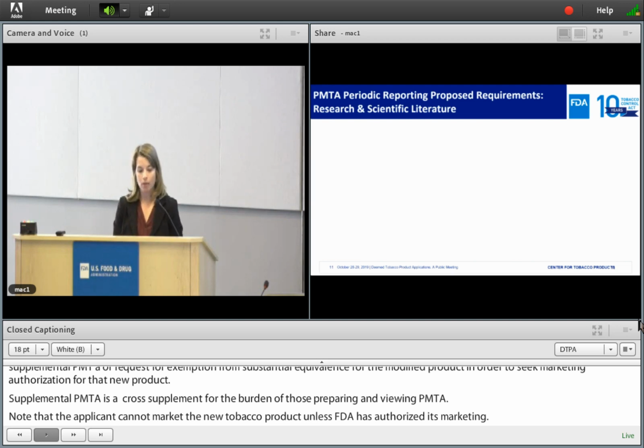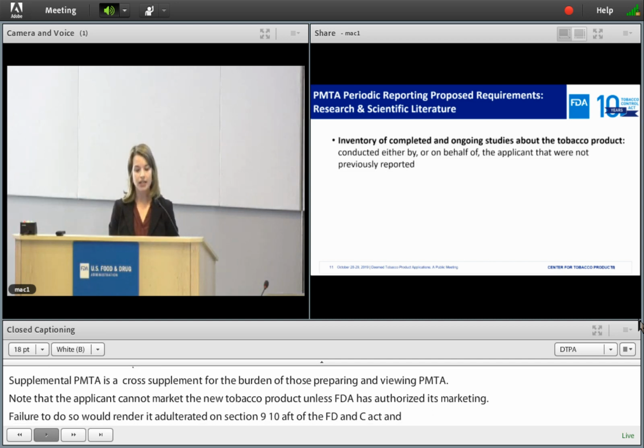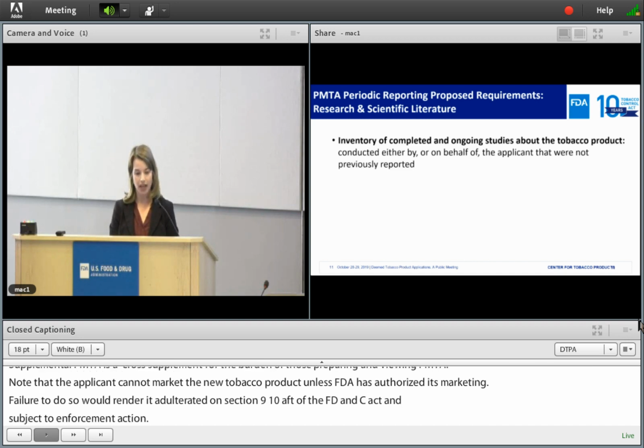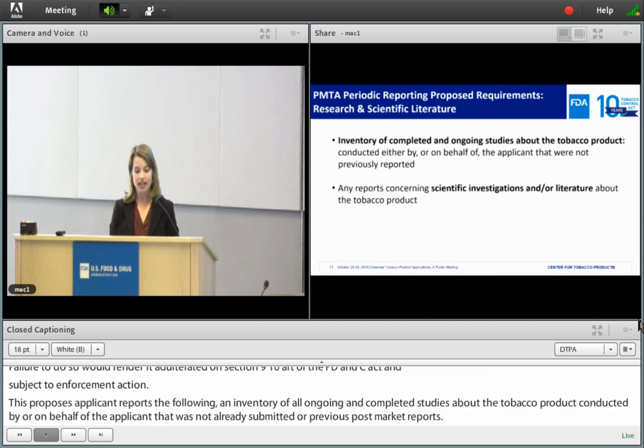The PMTA and PRM proposes the applicant report the following: an inventory of all ongoing and completed studies about the tobacco product conducted by or on behalf of the applicant that were not already submitted as part of the PMTA or previous post-market reports. Full reports of information published or known to, or which should be reasonably known to, the applicant concerning scientific investigations and/or literature about the tobacco product that were not previously submitted as part of the PMTA or previous post-market reports, as well as significant findings from publications that have not been previously reported to FDA.